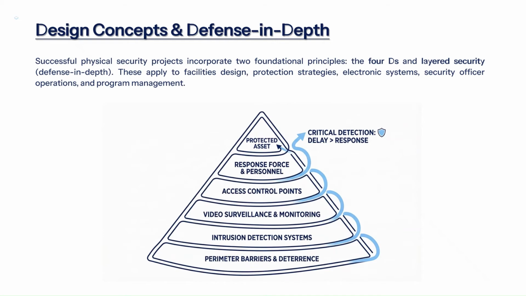Physical security design is based on layered protection, commonly referred to as defense in depth. This concept ensures that if one control fails, additional layers continue to provide protection. The model begins with outer perimeter controls, such as fencing, barriers, and lighting. These are followed by intrusion detection systems and surveillance monitoring. Access control points add another layer, restricting entry to authorized individuals. Finally, response forces and personnel provide active intervention when threats are identified.